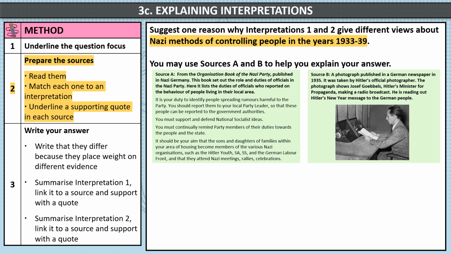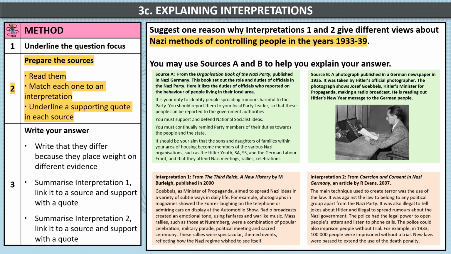Now we prepare the sources. We have to match each source with one of the interpretations. The match is usually quite obvious. In this case, source A is about reporting people to the police, so it matches with interpretation 2 about the police state. I'll underline a quote in the source about reporting people to use in my answer.